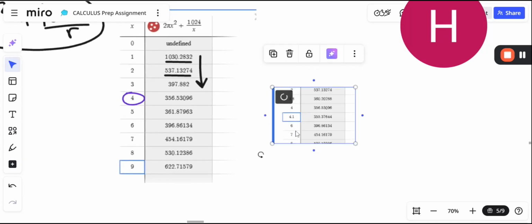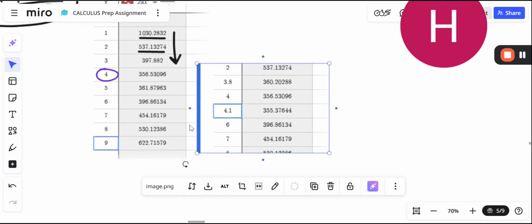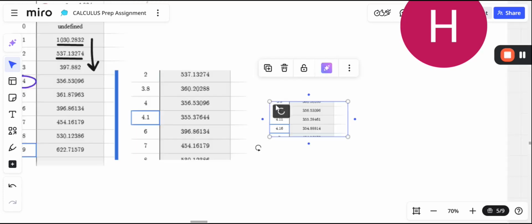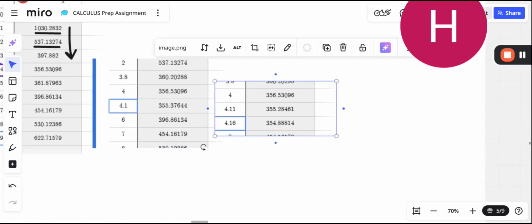Sure enough, you guys take a look here. We see that 4.1 produces a lower surface area than 4, which means we can continue increasing the radius little by little. So let's see if we try 4.16. We're doing a numerical analysis because we're trying to zoom in closer and closer to the exact radius that's going to give us the lowest amount of surface area. So 354.88 is our lowest so far. See if you can find a good amount that's lower than all the others.